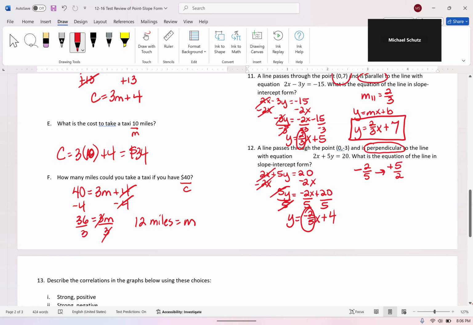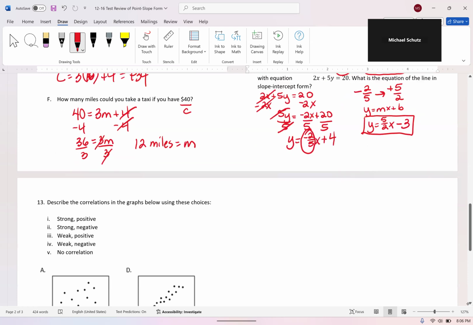So we also have our b value in y equals mx plus b. So we're going to use y equals mx plus b. We're going to plug in 5 over 2 for the new perpendicular slope, and then the y-intercept is negative 3. So this is our answer right here.